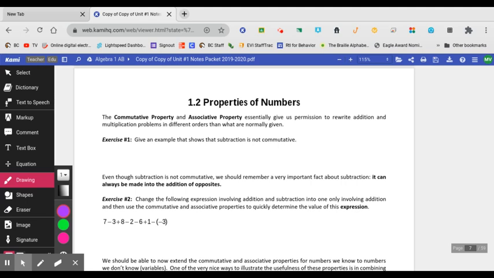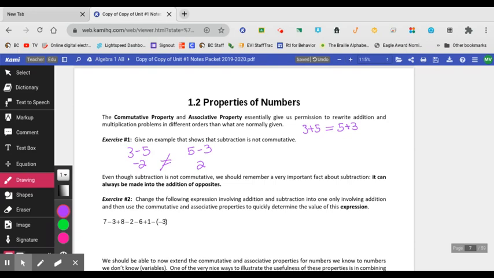So give an example that shows that subtraction is not commutative. So commutative property again means that order doesn't matter. So an example of the commutative property is 3 plus 5 is equal to 5 plus 3. However, if I switch that to subtraction, 3 minus 5 equals negative 2 versus 5 minus 3 equals positive 2. So those are not equal. So that is just one example.